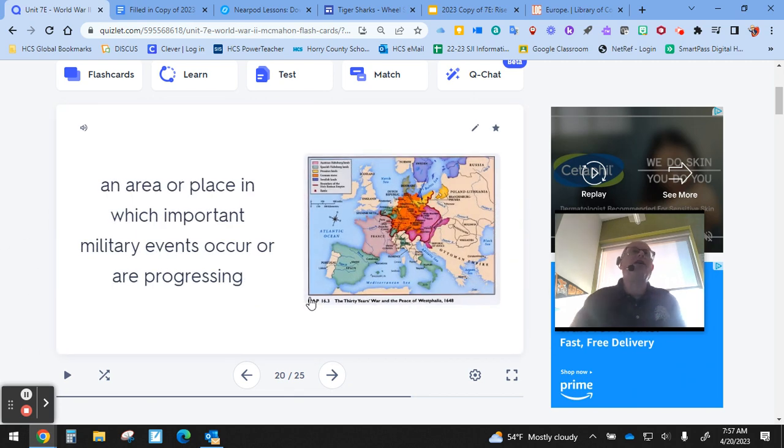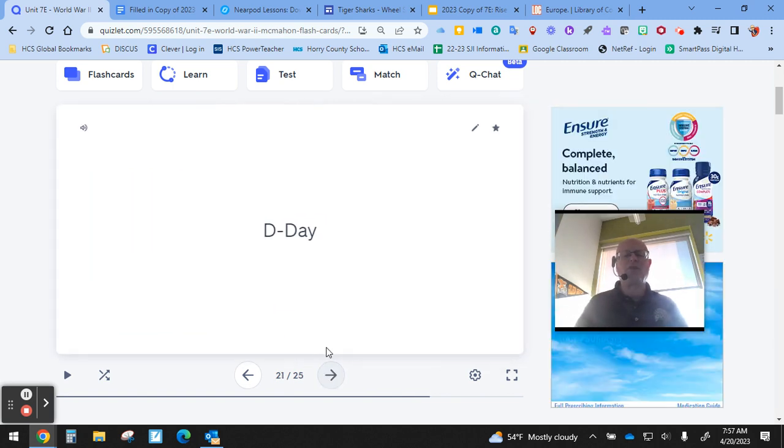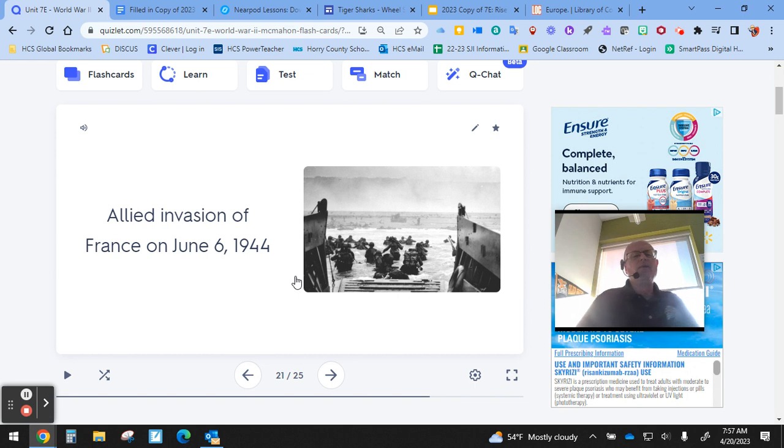Theater of war. A theater of war is where different battles take place. You have several theaters in World War II. The European theater, the Pacific theater, the North Africa theater, the Atlantic, which is the Atlantic Ocean theater. So you have several theaters. D-Day. This is the Allied invasion of mainland Europe of France on June 6th of 1944.